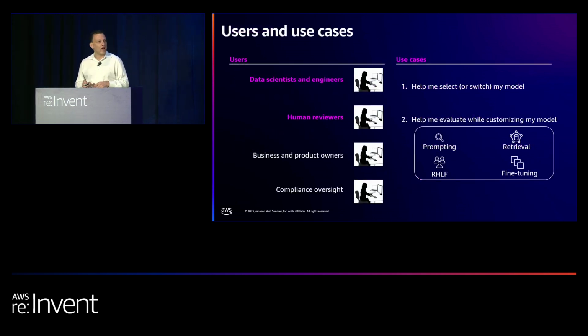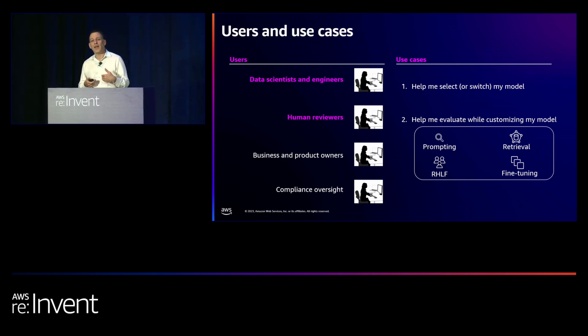So a little bit on the use cases, and I touched on them, but to go a little deeper. The first use case that we're looking at is to help me select my model. Initially, when you're trying to choose the right LLM for your use case, this is a capability to help you make those decisions.